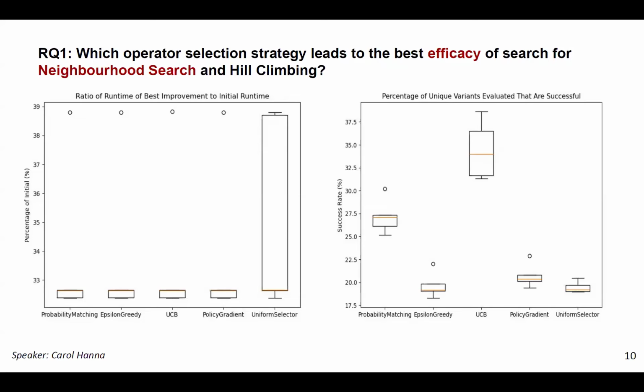And then on the right-hand side, we present the percentage of unique variants evaluated that were successful. So we can see that the uniform selector and epsilon greedy performed the worst. And then policy gradient is marginally better, but UCB had by far the highest percentage of unique variants with around 34%.